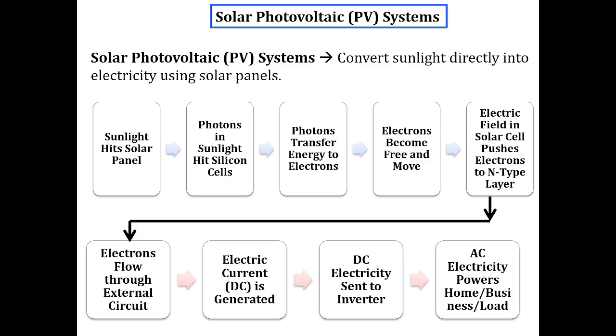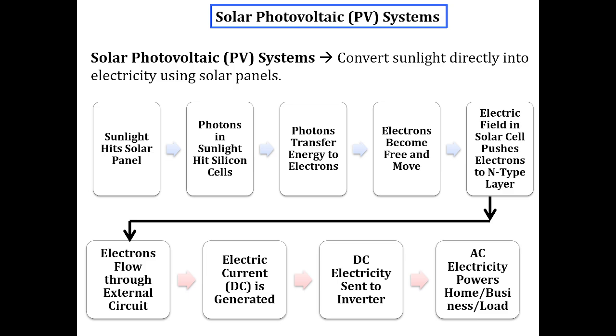Sunlight falls on the solar panel. The photons in sunlight interact with the silicon cells. The photon energy is transferred to electrons. These electrons become free to move. The electric field inside the solar cell pushes the electrons toward the appropriate layer. The electrons then flow through an external circuit. This produces direct current or DC electricity.